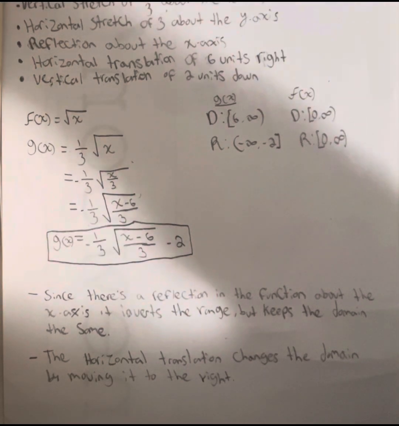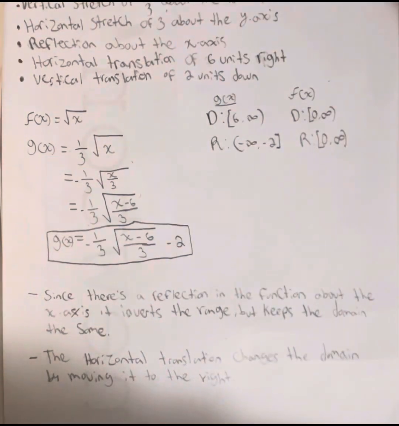So which transformations change the domain and which transformations change the range? Since there's a reflection in the function about the x-axis, it inverts the range but keeps the same domain. And the horizontal translation changes the domain by moving it to the right.